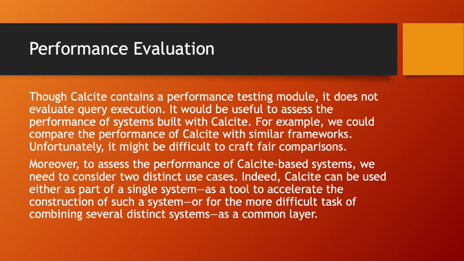Though Calcite contains a performance testing module, it does not evaluate query execution. It would be useful to assess the performance of systems built with Calcite. For example, they could compare the performance of Calcite with similar frameworks. Unfortunately, it might be difficult to craft fair comparisons. Moreover, to assess the performance of Calcite-based systems, they need to consider two distinct use cases. First, Calcite can be used as part of a single system, as a tool to accelerate the construction of such a system, or for the more difficult task of combining several distinct systems as a common layer.